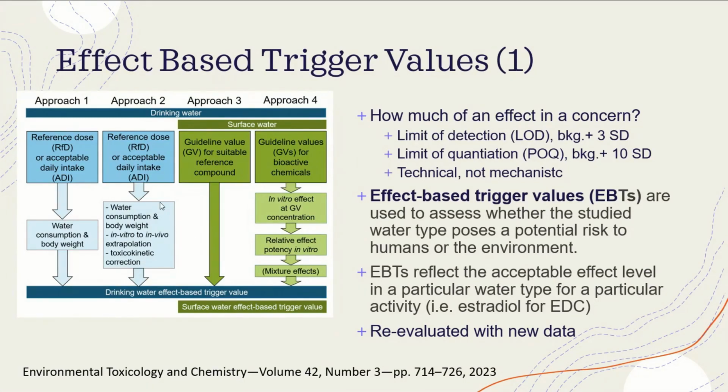What is different in this approach is that we are using the mechanism to set what the reference dose is. So for example, if you are concerned about endocrine disruption, you are setting the reference dose to be the reference compound for that molecular initiating event. So if you are concerned with endocrine disruption through estrogen receptor, you're going to use estradiol, that reference dose, to determine the drinking water trigger effect. Then you're going to use the BEQs from your water to say whether you have exceeded that reference dose.